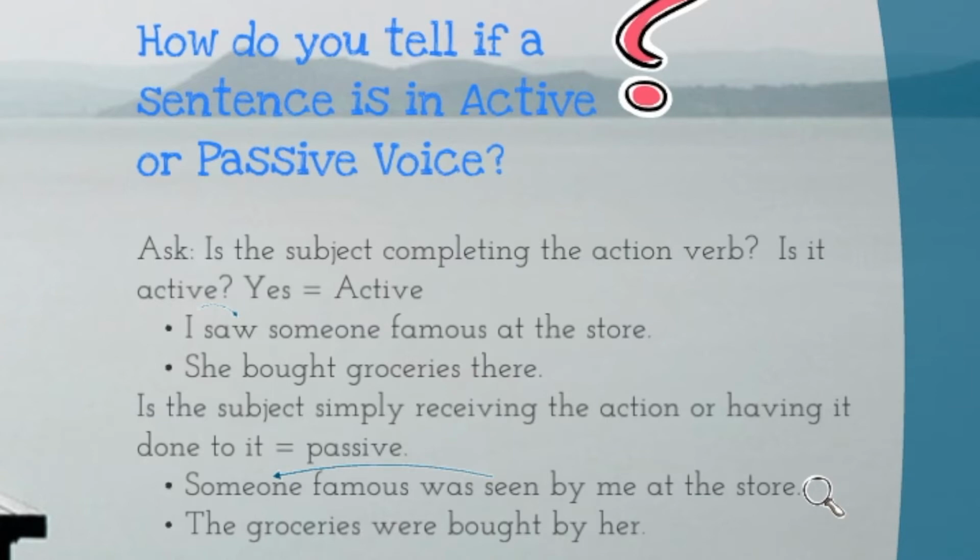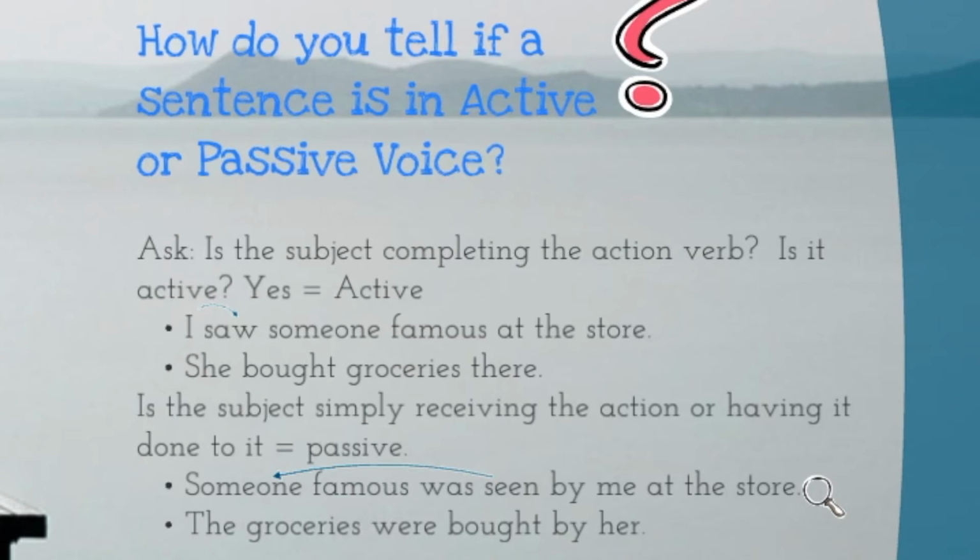Here's another example of an active voice sentence. She bought groceries there. Here, the subject is she, and the verb is bought. Here, she is doing the buying. Therefore, yes, the subject is completing the action verb. This is an example of an active voice sentence.